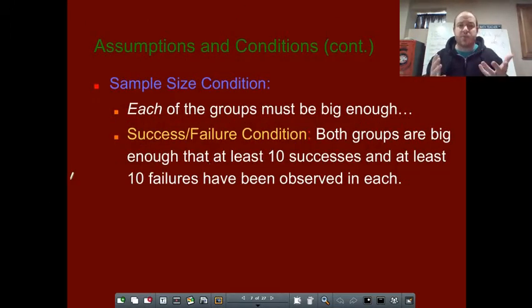Next, another one that we're used to is the success fail condition. This is where you have to take the sample size multiplied by the probability of success and the probability of failure, and both of those must be 10 or larger. Cool?